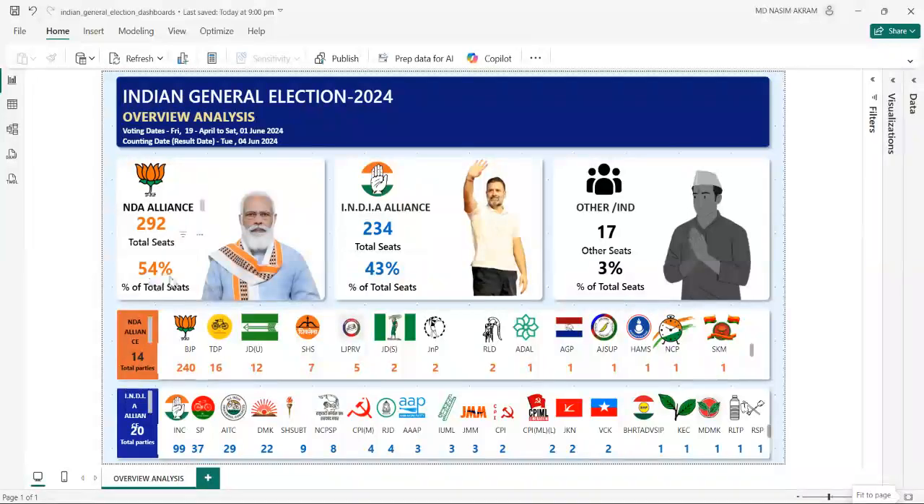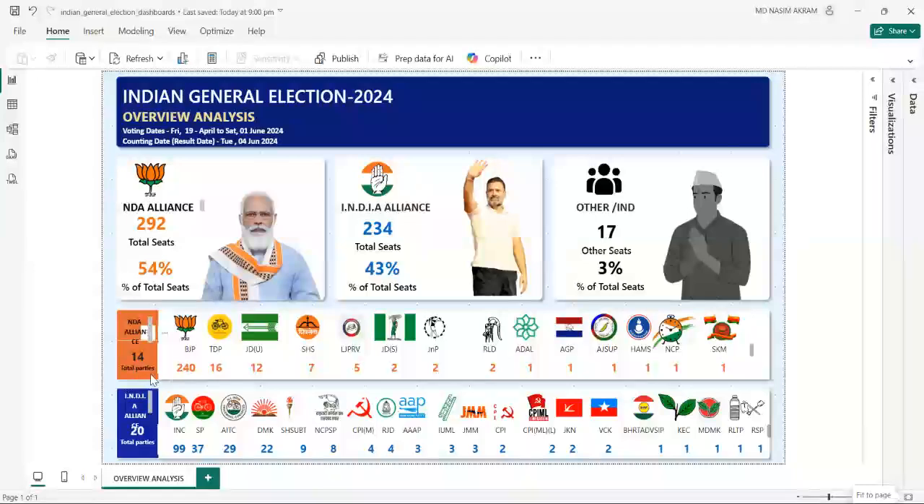And if we talk about the INDIA alliance, which was led by Rahul Gandhi, it got roughly around 234 seats, which was roughly 43% of the total. And talking about others, they got 70 seats. And if you sum all of these, like NDA alliance, INDIA, and other seats, it will be equal to 543, since there are a total of 543 seats in the Lok Sabha elections.